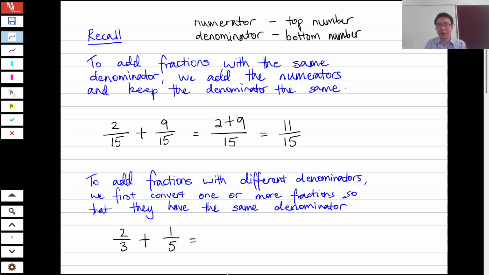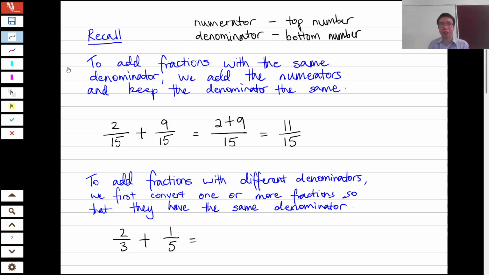So I want to start by reminding you of some things which you hopefully already know about fractions from previous studies. Essentially, if we want to add two fractions together, it's very easy if the denominators are the same. And if you've forgotten what the word denominator means, that's just the bottom number in the fraction, and the numerator is the top number.